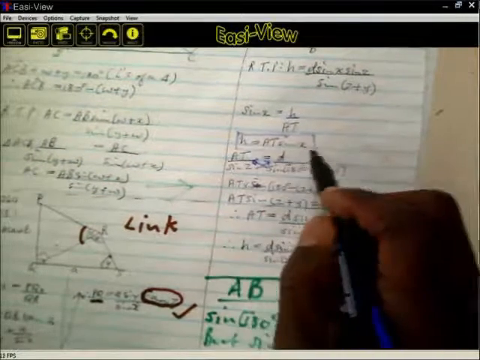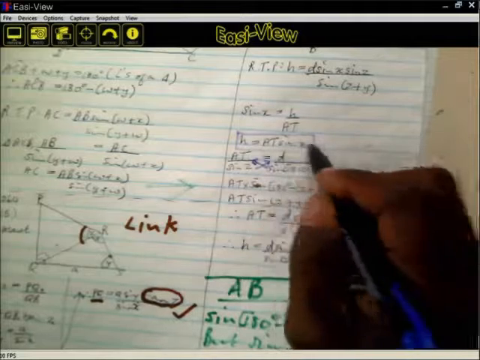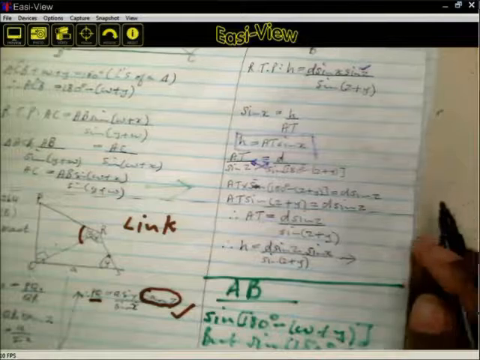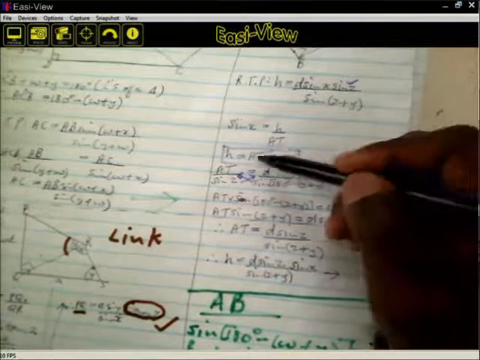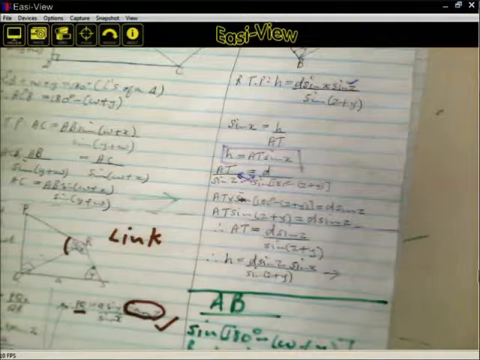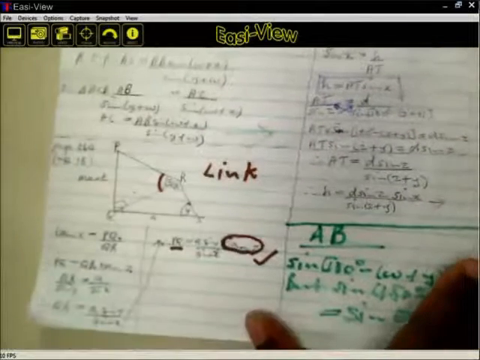is equal to AT sine x. Here's sine x. But the AT is not there. That's why we had to eliminate it. Now, if we may go back.